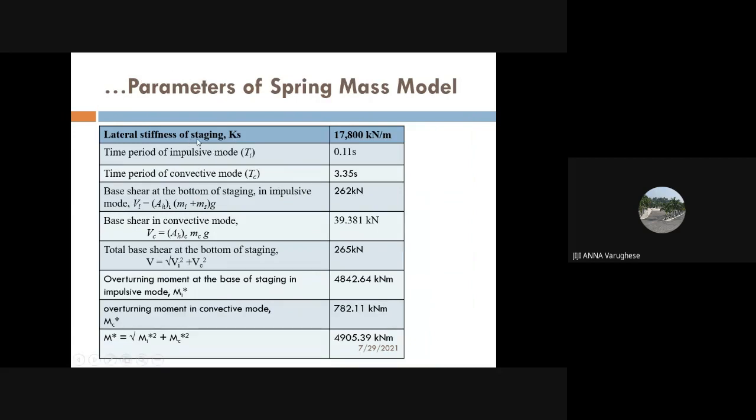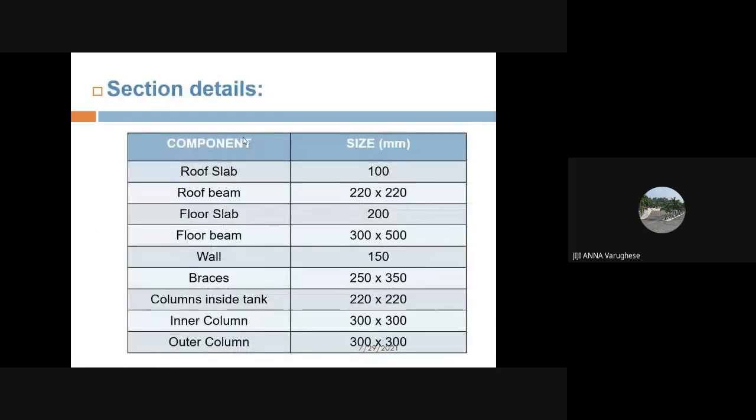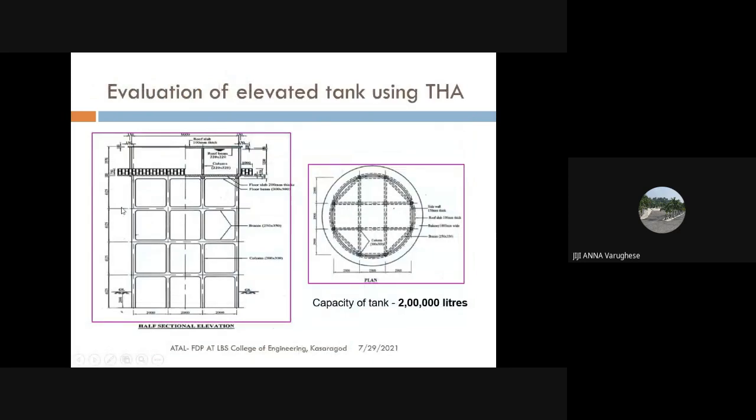And to find out the lateral stiffness of the staging, we have already modeled this tank structure in the software. We have used the SAP nonlinear for modeling this elevated water tank. Then in order to find out the stiffness of the staging Ks, we have to apply a lateral force at the combined CG of the tank structure and liquid, and corresponding to that lateral force, what is the displacement for the structure. Then P divided by that delta will give the stiffness of the staging.